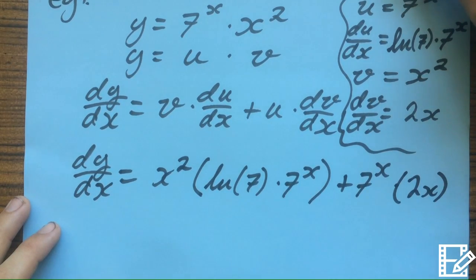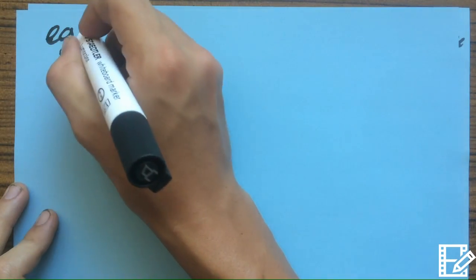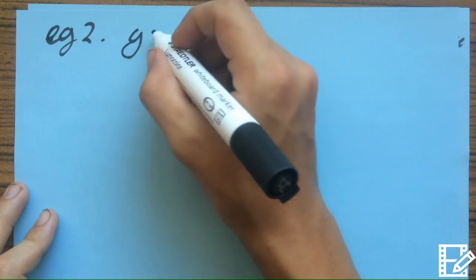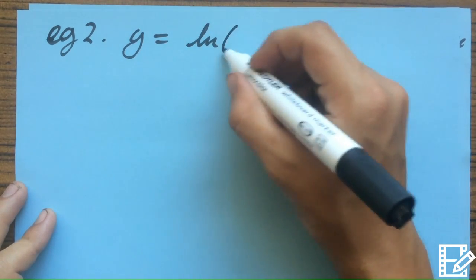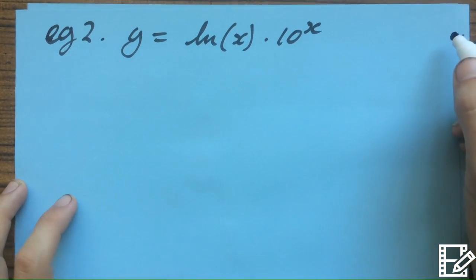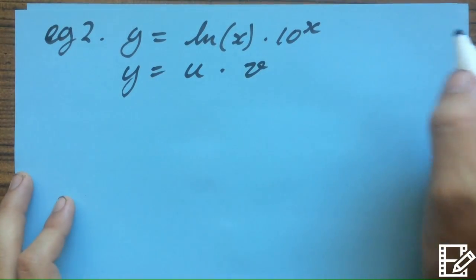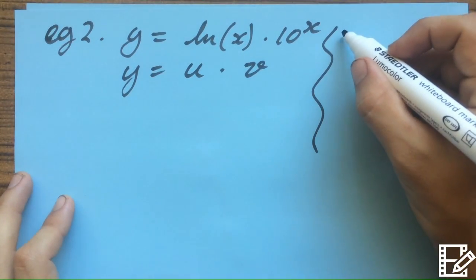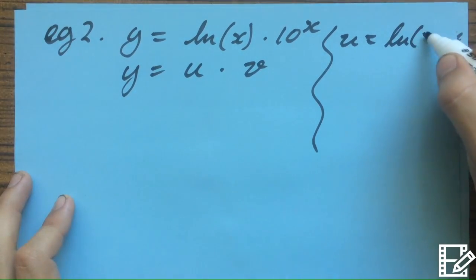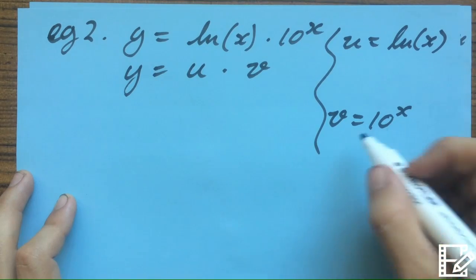And now we'll do another example. So, say example 2. We'll have y equal ln x multiplied by 10^x. We have a first function multiplied by a second function. We'll make u equal to ln x, and we'll make v equal to 10 to the power of x.